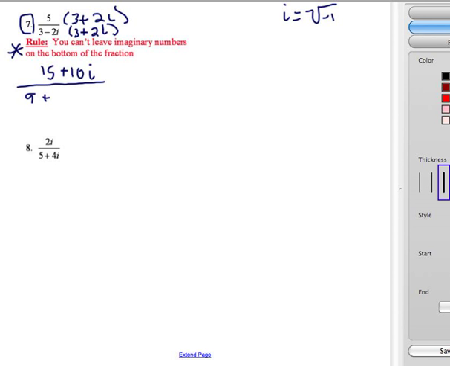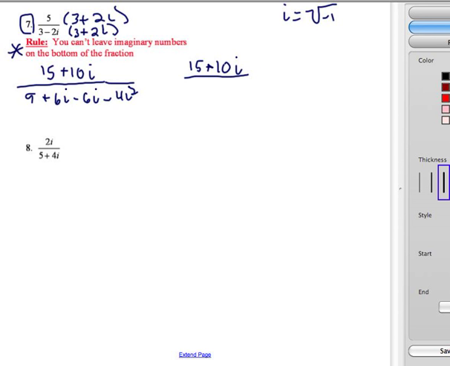So on the top, we'll keep the 15 plus 10i. And on the bottom, 6i and negative 6i is 0. Minus 4i squared. So this is minus 4 times a negative 1, so that'll be plus 4. So 9 plus 4 is 13. And it's simplified. Let's look at the next one.